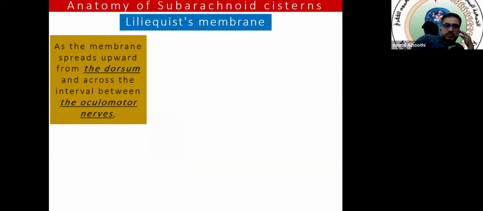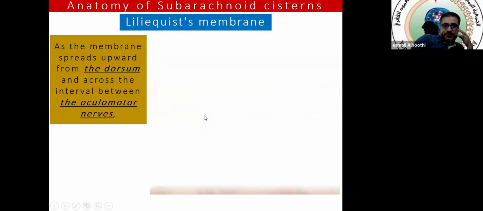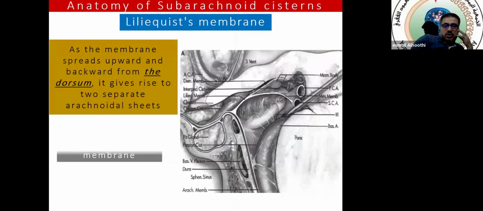The membrane spreads upward from the dorsum and across the interval between the oculomotor nerves. So it originates from the posterior clinoid process, which is here, and the diaphragma and the dorsal part of the sellae, and goes backward and spreads between the two oculomotor nerves from this side to this side, and goes posteriorly. As it goes posteriorly, it divides into two leaflets: the superior leaflet, which is called the diencephalic membrane, and the inferior leaflet, which is called the mesencephalic membrane.